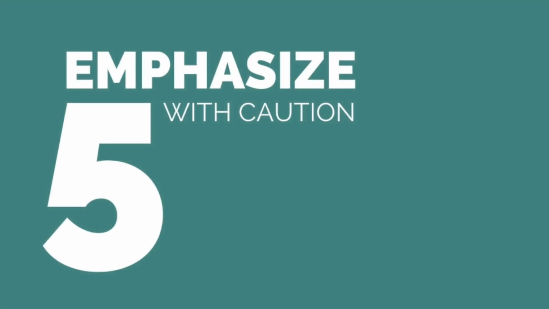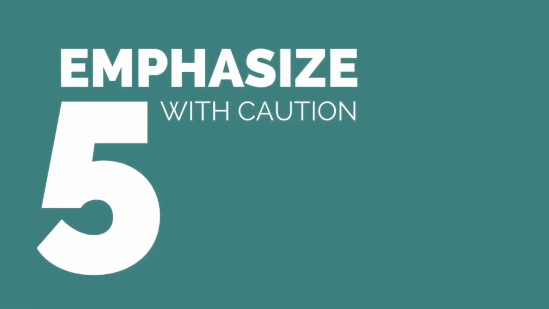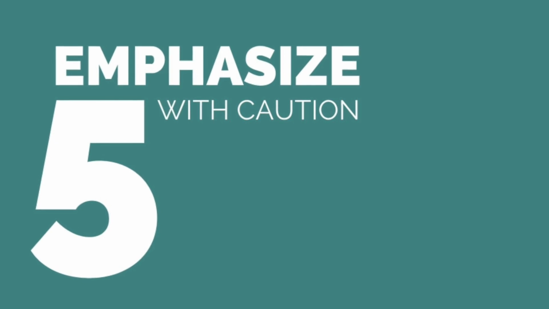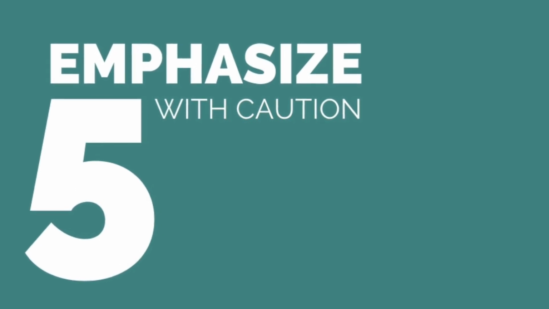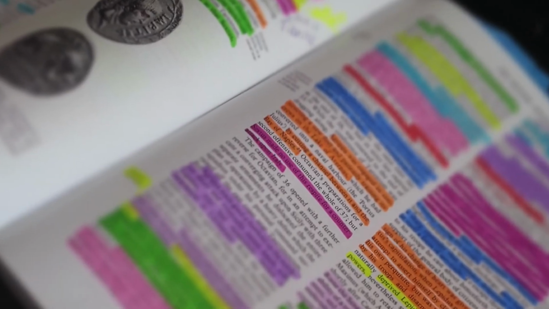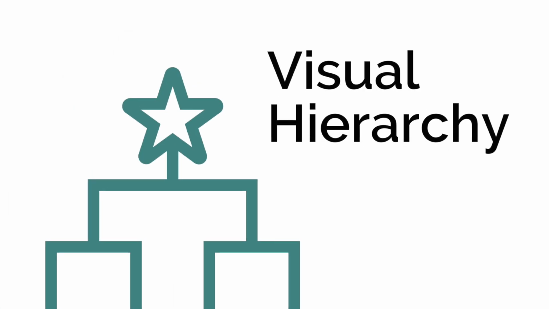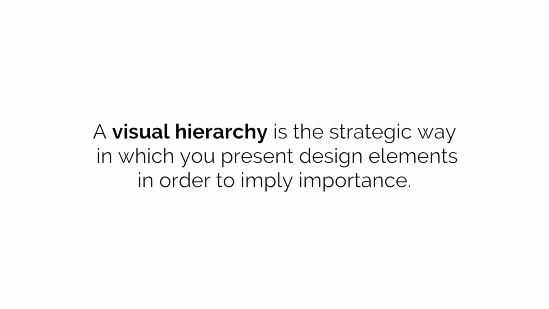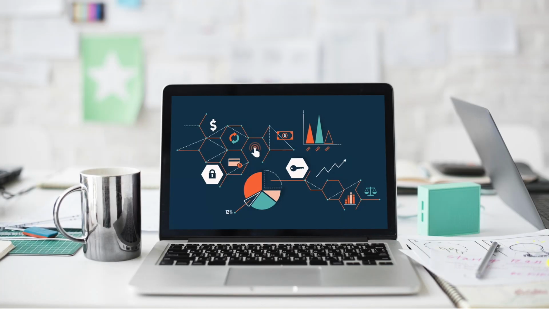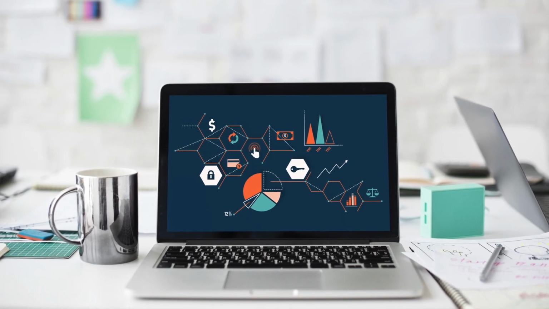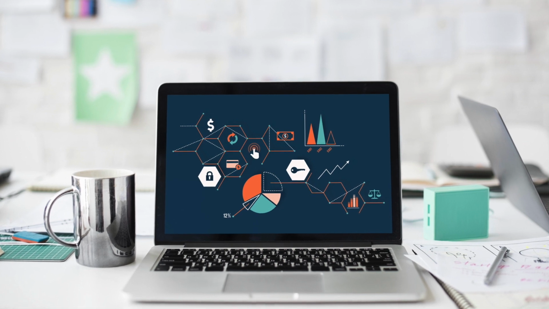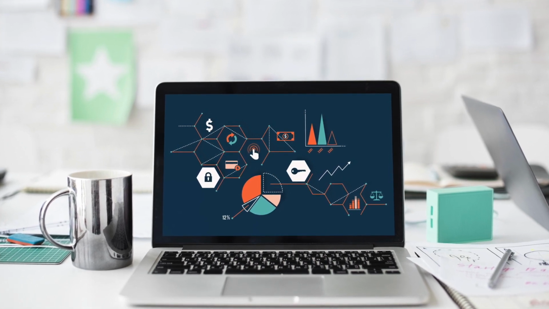One way we can increase student comprehension is using emphasis to denote important information. But of course, we don't just want to add emphasis arbitrarily. We want to create a visual hierarchy. A visual hierarchy is the strategic way in which you present design elements in an order that implies importance. It helps the viewer prioritize information and influences the order in which our brains interpret your design.